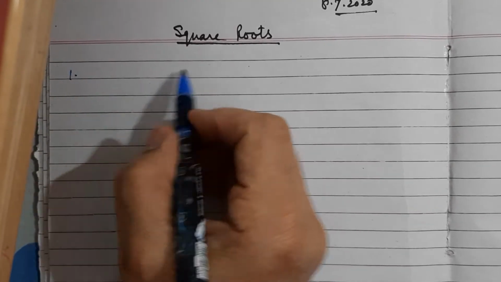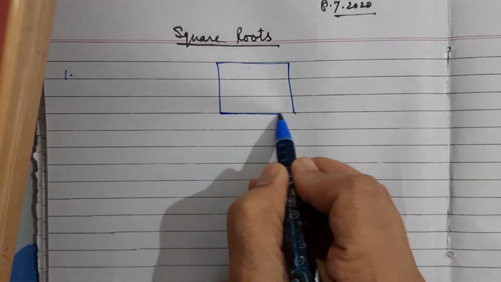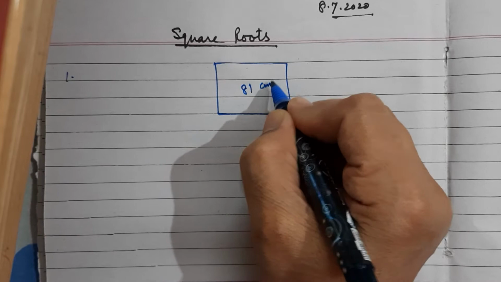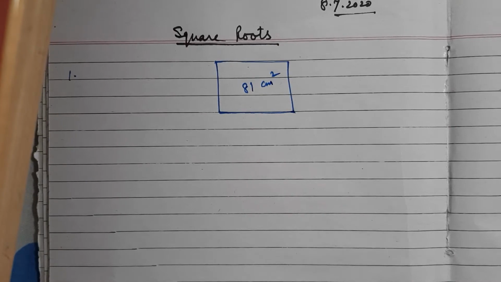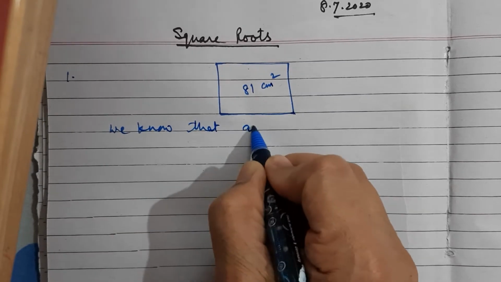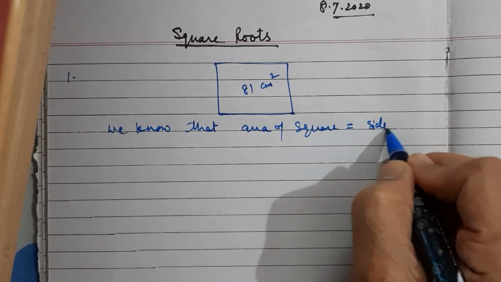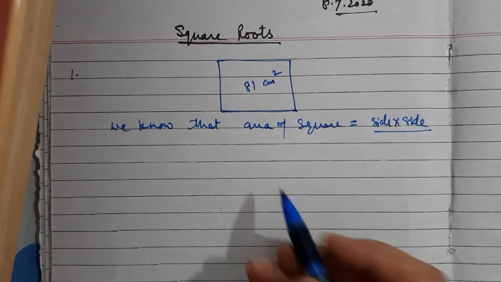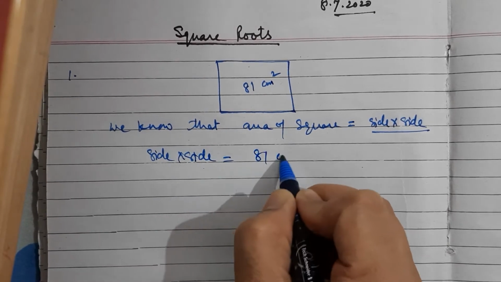So first of all, I am drawing a square here. This is a square. Suppose its area is 81 centimeter square. So this area is given. So we know that area of square is equal to side into side. Already we have studied this topic in our previous classes. So, side into side is equal to 81 centimeter square.